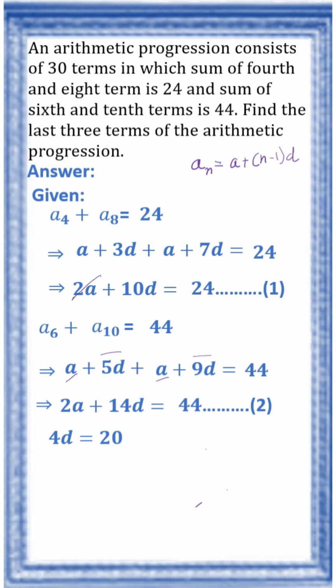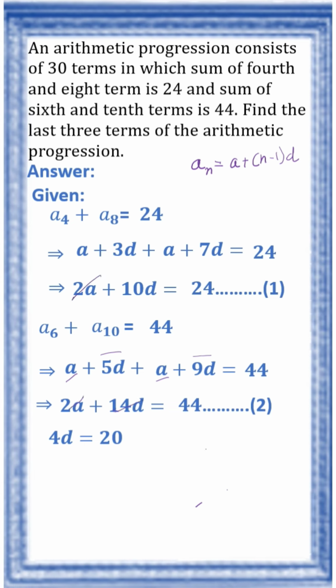2a and 2a get cancelled. 14 minus 10d, what is it? 4d. 4d is equal to 44 minus 24. What is it? 20. So 4d is equal to 20. d is equal to 20 by 4, that is 5.